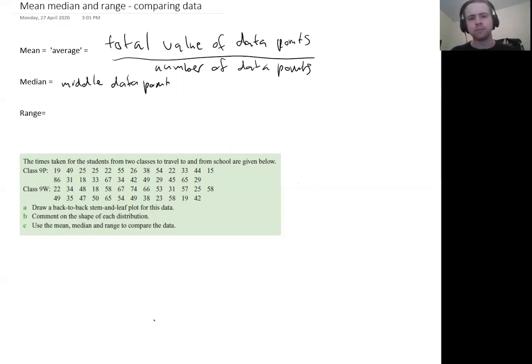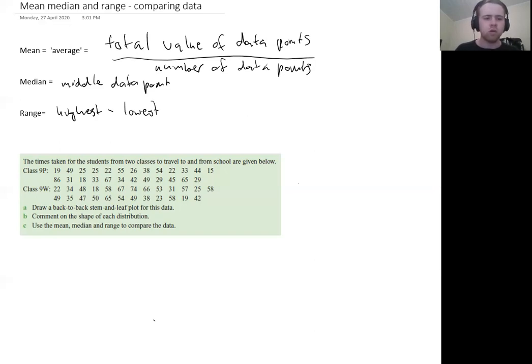The range is just the difference between the highest data point and the lowest data point, or the biggest data point and the smallest. So it's just the highest take away the lowest, and that gives us the space that all of the data points exist in. How big is that space? That is what the range does. It tells us how spread apart these data points are.